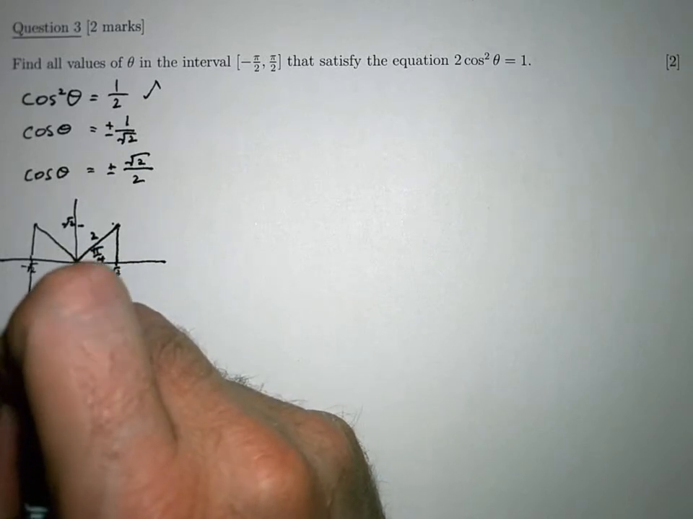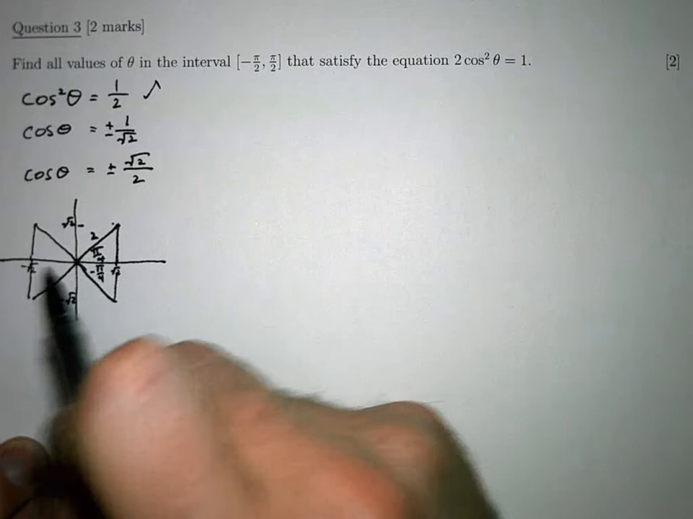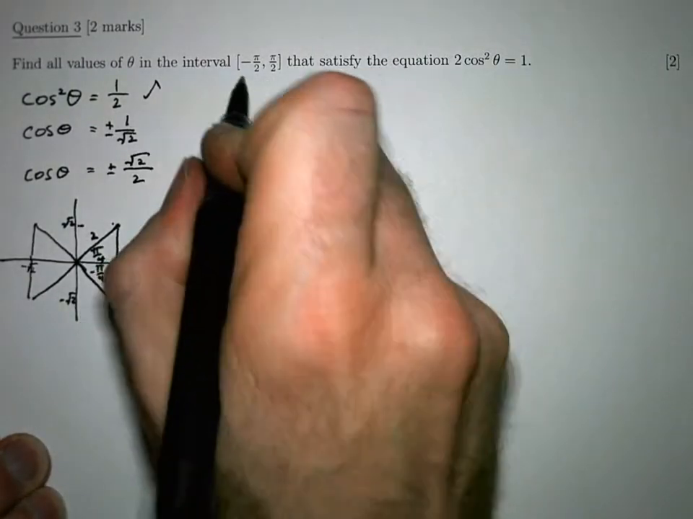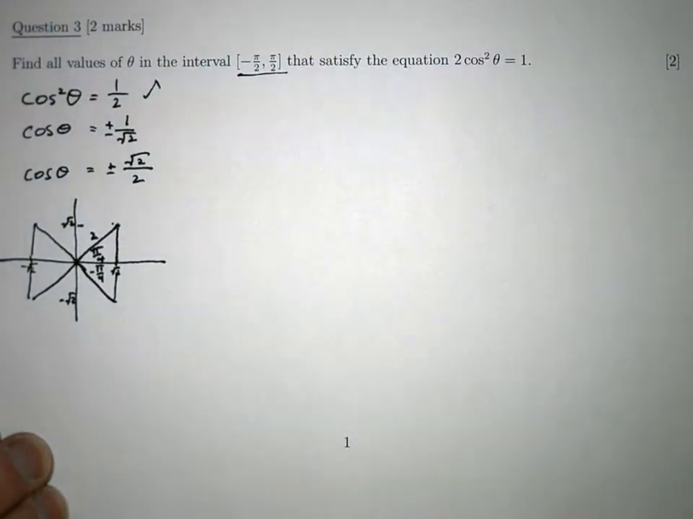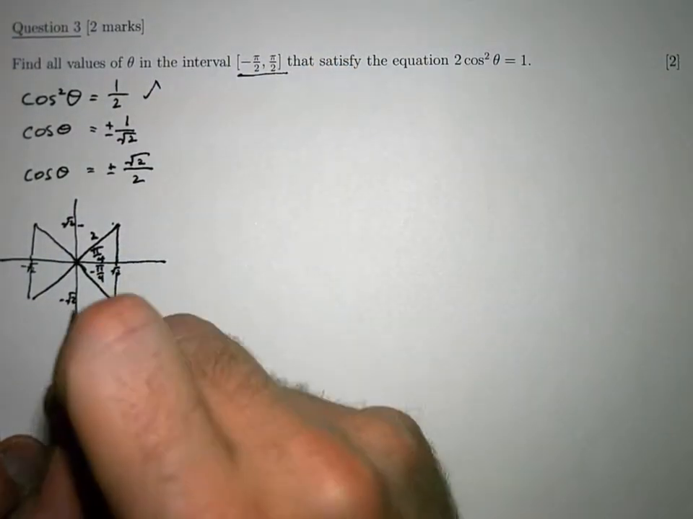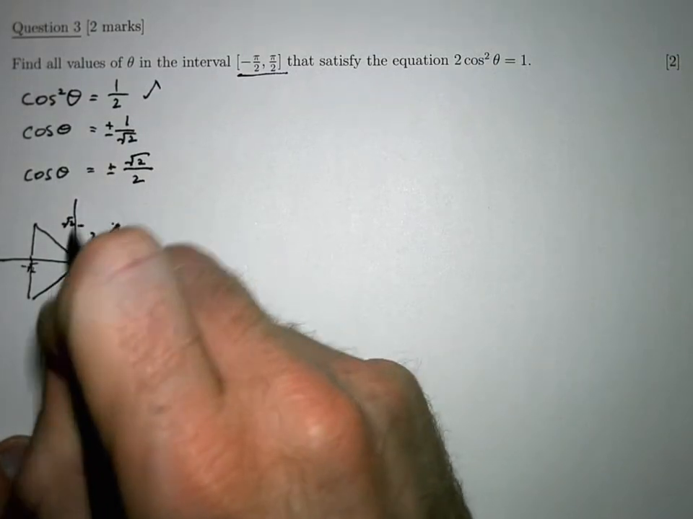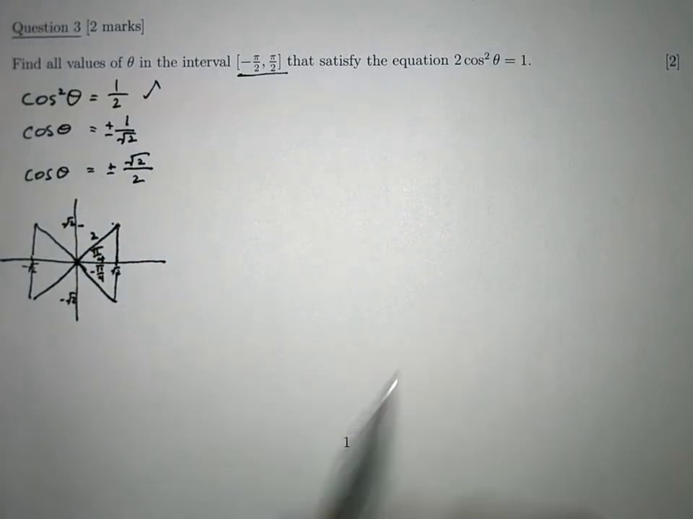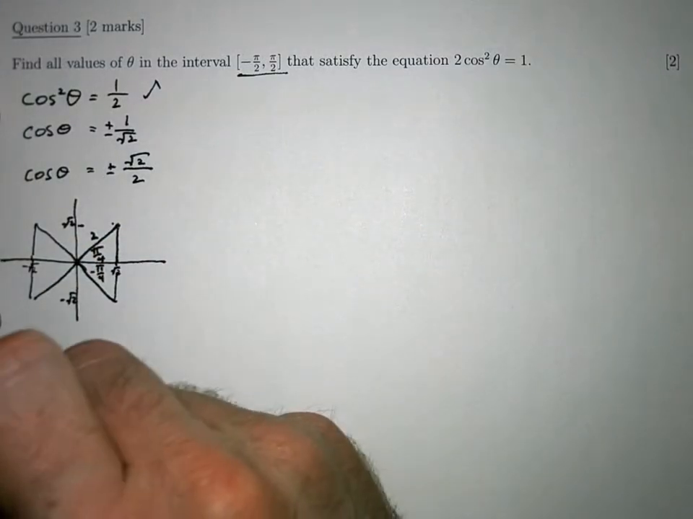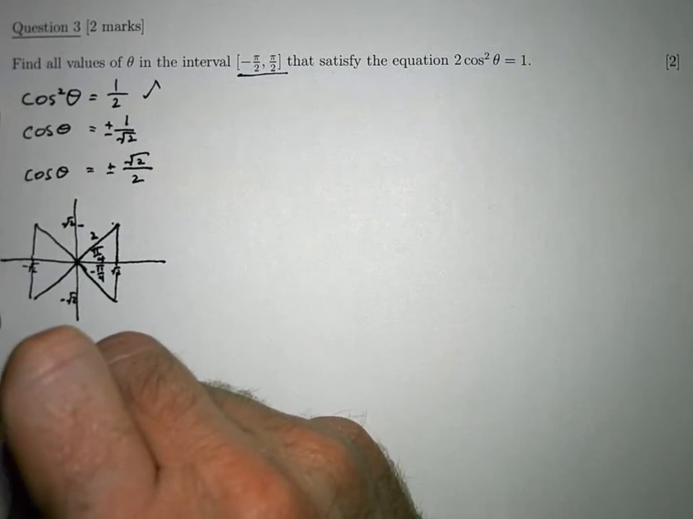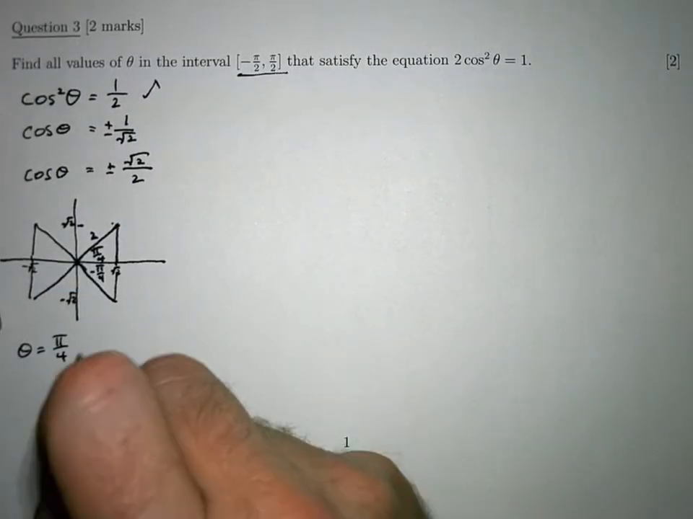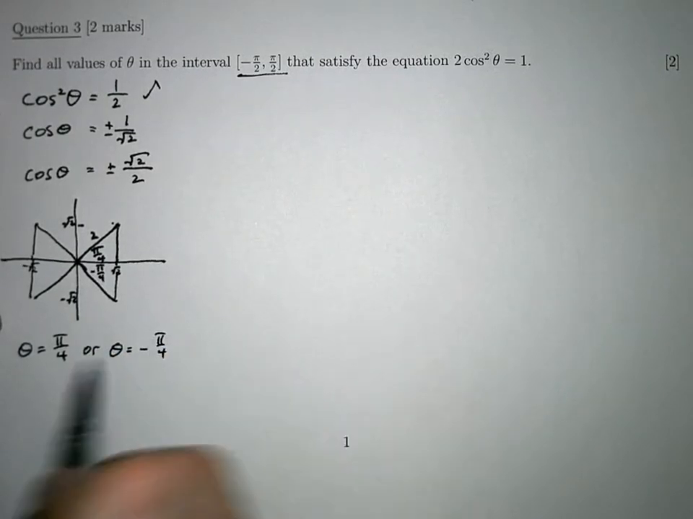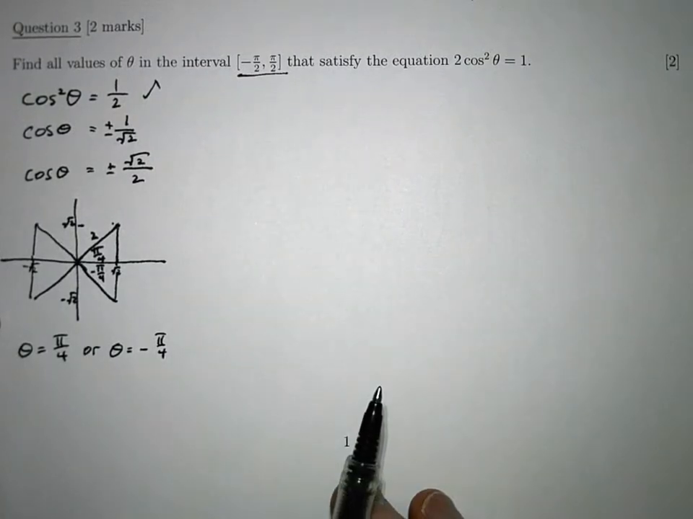Now, you didn't actually have to do this, and a lot of you got to the right answer without using the negative, and you still got your marks, because we're only interested in the interval minus pi over 2 to pi over 2. So we're interested in this quadrant here and this quadrant here, which means that our two answers, without having to worry about adding k times pi, are that theta is equal to pi over 4, that's that one there, or theta is equal to minus pi over 4. Those are the only two values that sit in this interval.